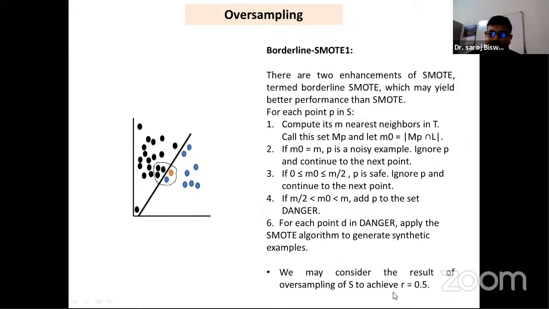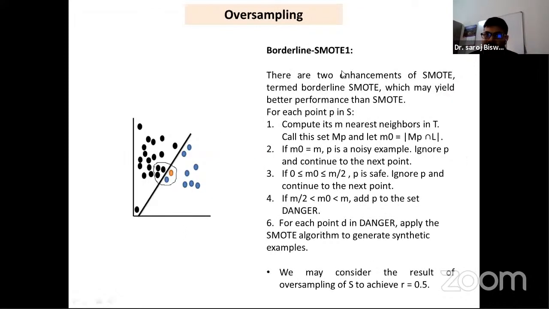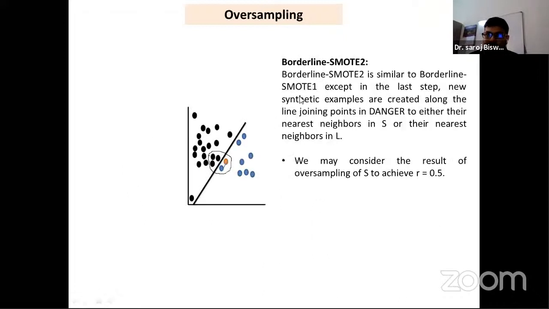Again, we have a tunable parameter here, that is the imbalance ratio. You can give 0.5 or something else here. We have one more version that is called SMOTE 2. Initially, whichever we have discussed here is Borderline-SMOTE 1. Now we are coming to the second version. Read the line, then you can understand very easily.